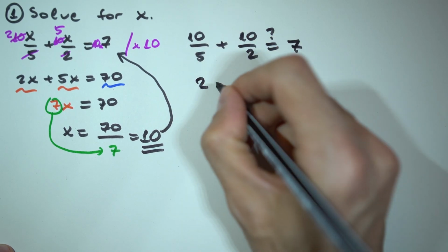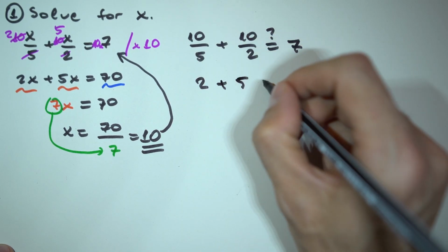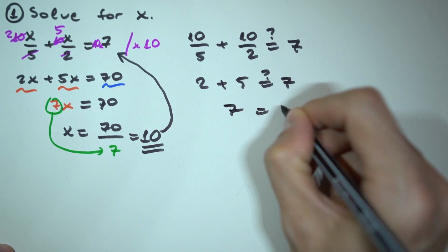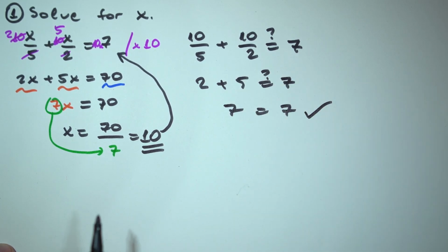10 over 5 is 2. 10 over 2 is 5, and we have to check whether this equals 7, and indeed 2 plus 5 is 7, and it equals 7, so our solution is correct.